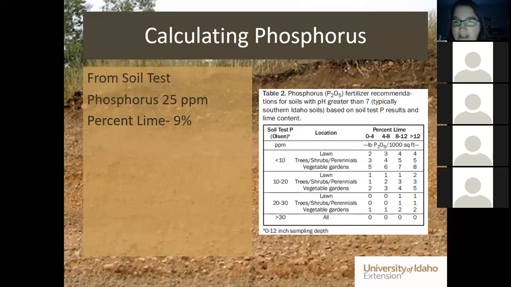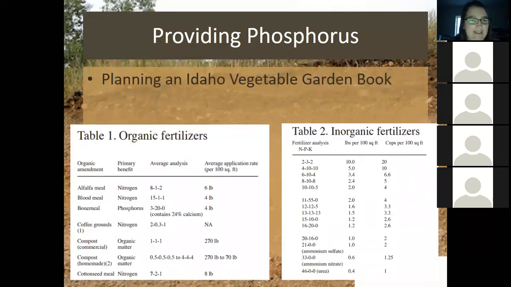So if we look in that 8-12 on the percent lime and across on that 20-30, our lawn's going to need 1 pound per 1,000 square feet. Our trees, shrubs and perennials are going to need 1 pound. And our vegetable gardens are going to need 2. So this works a little different than nitrogen because the lawn needed all the nitrogen. Well, the lawn isn't really supposed to bloom or produce fruit. So that's why your vegetable garden has twice the need of phosphorus that your lawn or your trees and shrubs do. So phosphorus can be a little easier to provide, and you probably can do this organically just as easy.